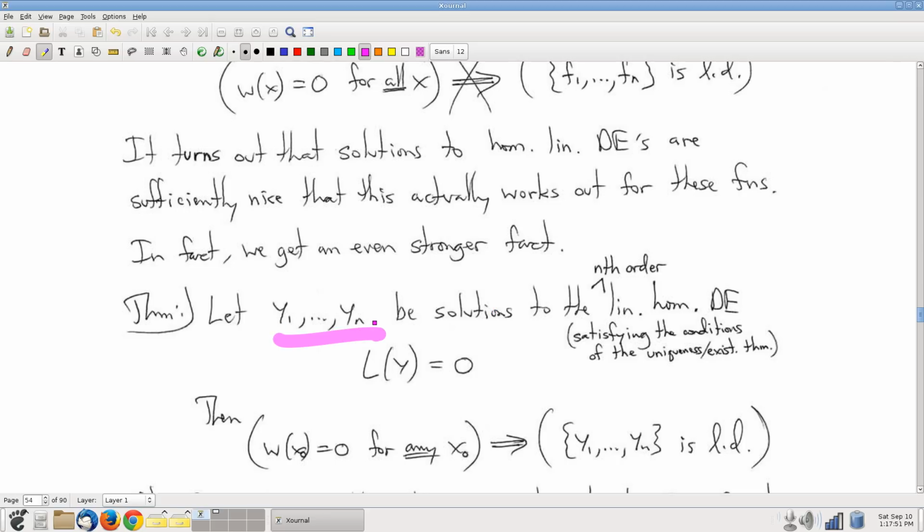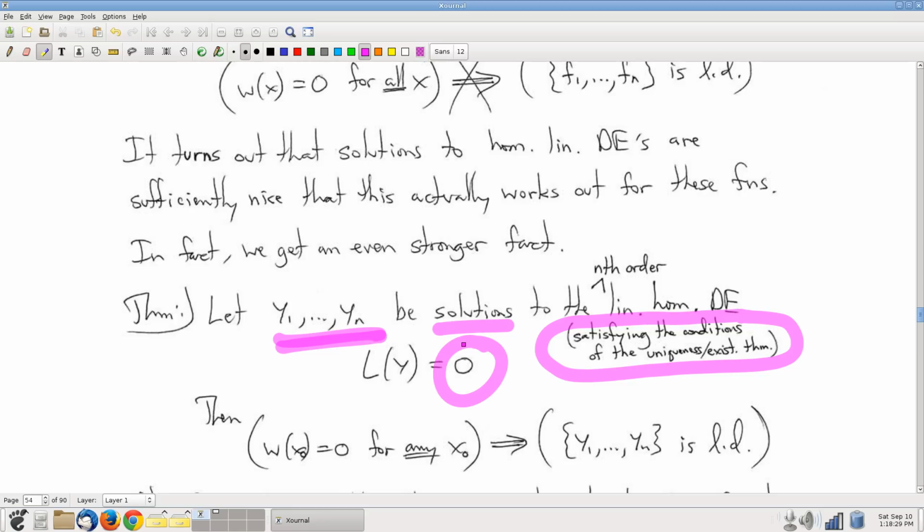Suppose you have a list of functions. I'm interested in the Wronskian, trying to decide if this list of functions is independent or dependent. Suppose what we know about these functions is that they are solutions to a certain linear homogeneous differential equation. Importantly, note homogeneous. We also have to make some other assumptions. It's important that this differential equation satisfy the conditions of the existence and uniqueness theorem. So the coefficient functions have to be continuous, and the lead coefficient can't be zero, and so on. Of course, it's homogeneous, so the right side is clearly continuous.